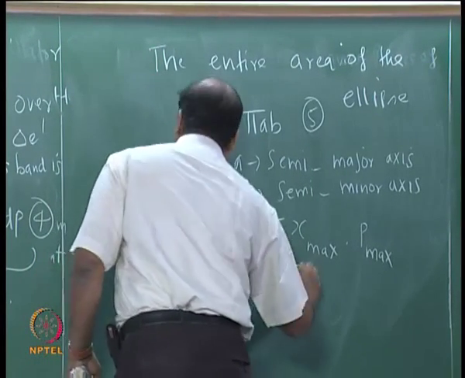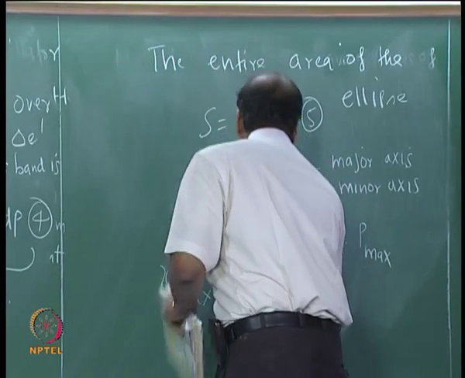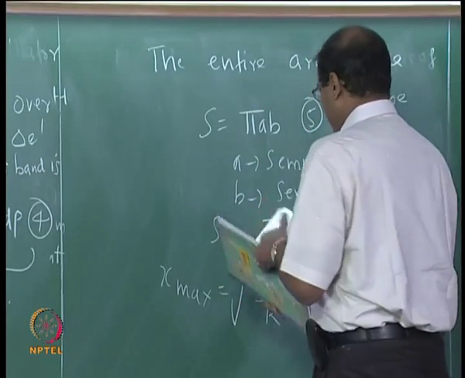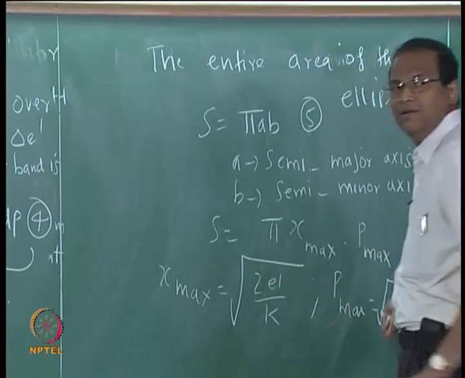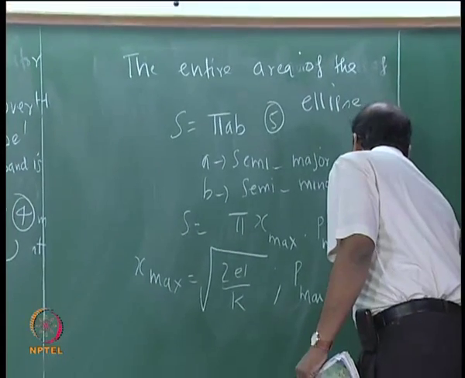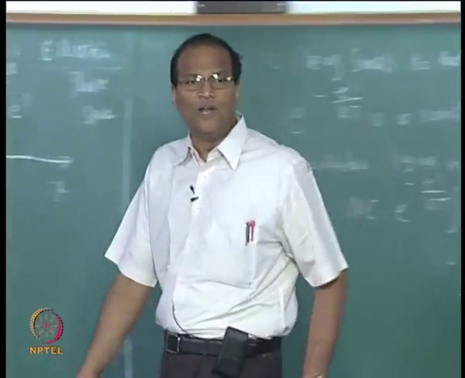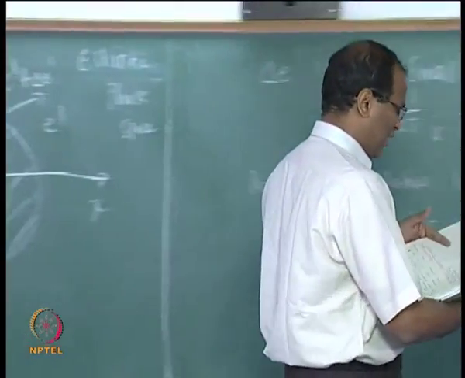Yeah, root, very good, x max is root of 2 E dash by k, p max is root of 2 m E dash. I don't have time to derive this. Don't worry, people who are not able to get this, take this as truth. This is one of the questions in the assignment which I am going to give tomorrow. It's just the equation of ellipse, okay. So x max and p max are given like this.